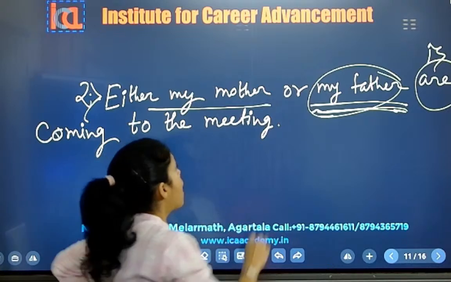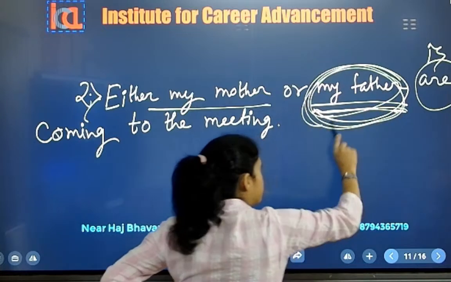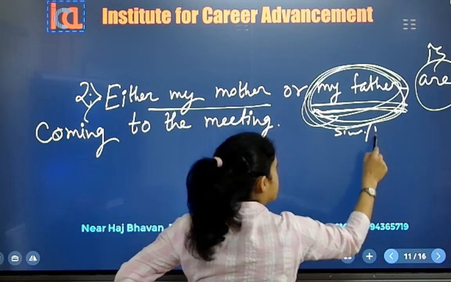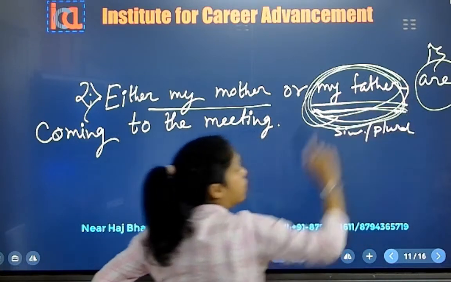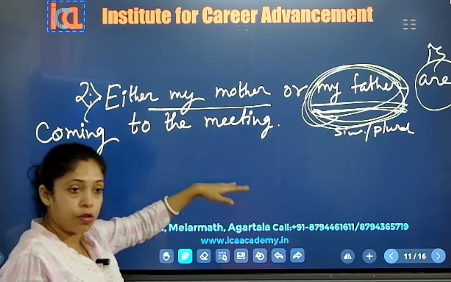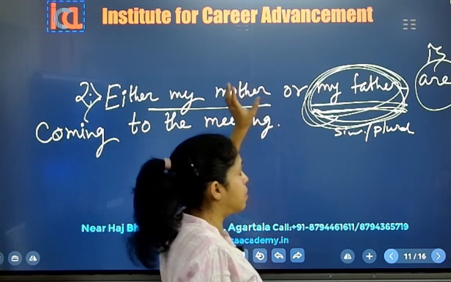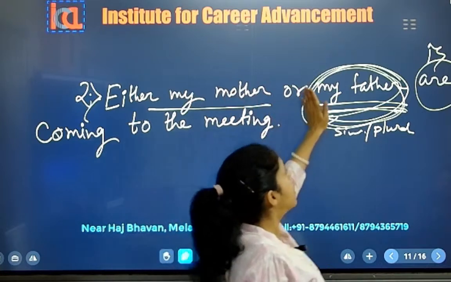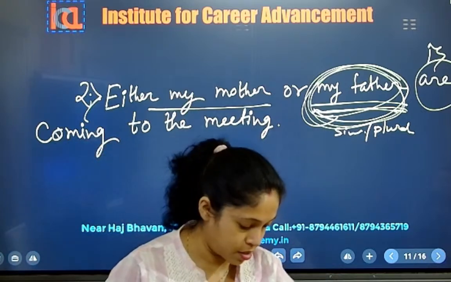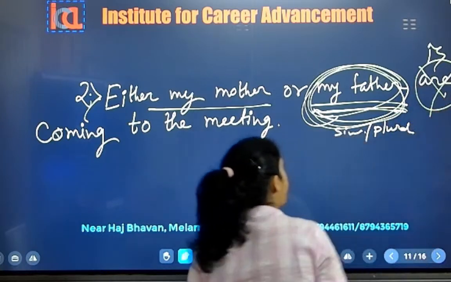The rule says after or, whatever subject is used, if it is singular, then we shall use singular verb. If it is plural, then we shall use plural verb. For either or, neither nor, not only but also, for all these coordinating conjunctions, we shall see the second subject of the sentence. So the answer will be is. Are is wrong.